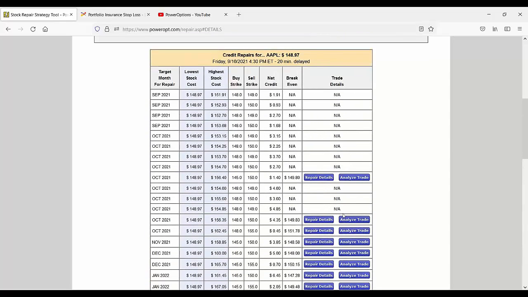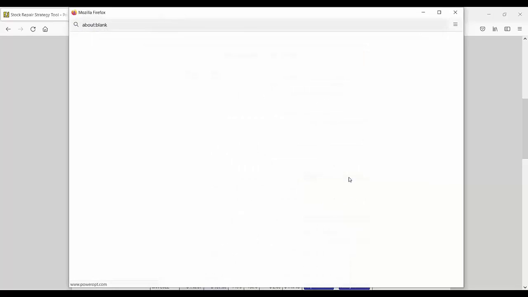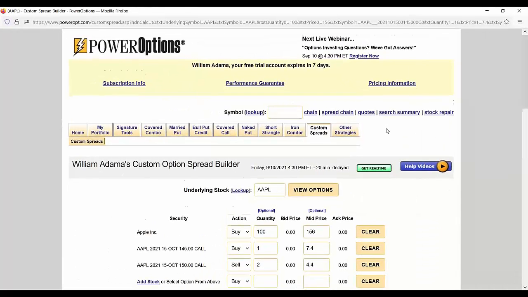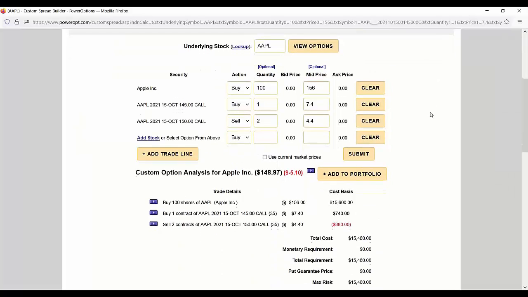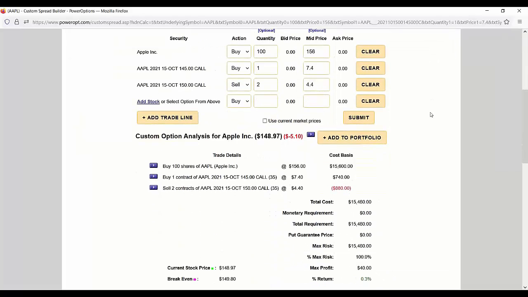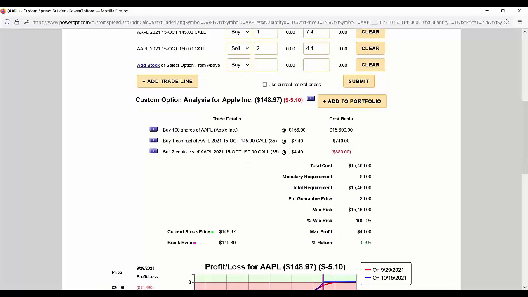Well, how does this work? Isn't this dangerous? A ratio call spread, related to that discussion we had with the naked calls. Why are naked calls risky? Well, it requires margin, of course, to put that up, and we have unlimited risk to the upside. But this is not a naked call. You did enter a ratio call spread. You sold two and you bought one.